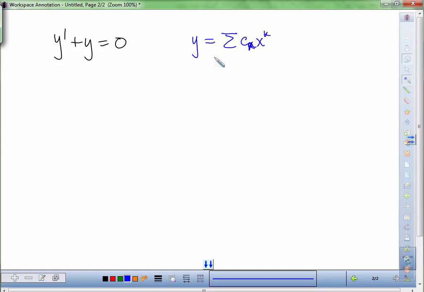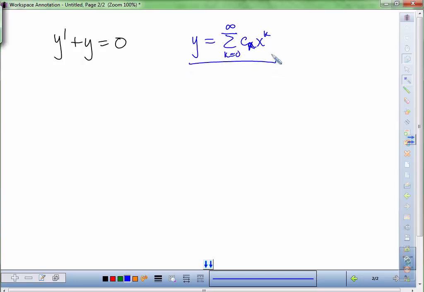So let's start by looking at this. No, we don't know what it is. Let's pretend we don't know what it is. Okay. So some of you have the solution to this already in your head. Some of you don't. So let's see if we can find the solution using series.